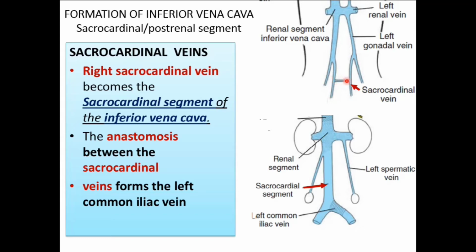and the anastomosing channel between the two will give rise to the common iliac vein, and the rest of the left sacrocardinal vein will obliterate. So this is the adult picture, that is the sacrocardinal segment is shown over here, and they have shown us the anastomosing channel which now has formed the left common iliac vein.